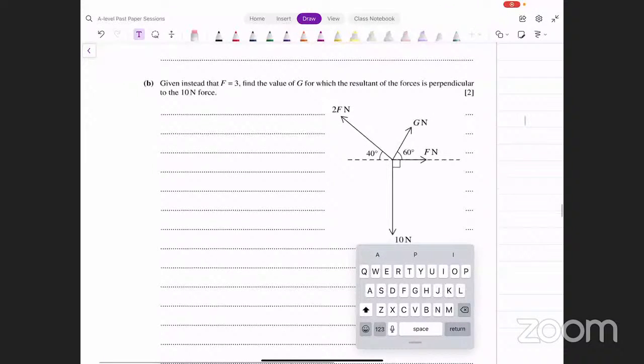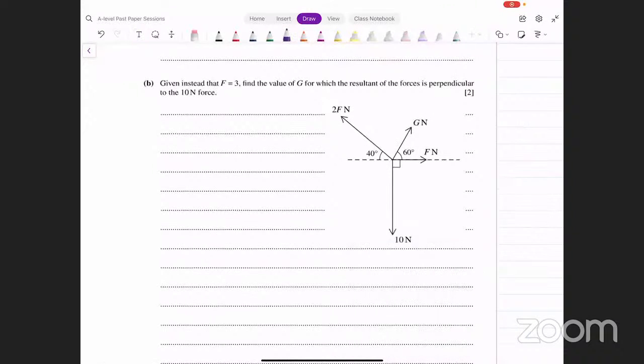अब उसने क्या कहा, f की वैल्यू उसने बता दी. उसने कहा f की वैल्यू 3 न्यूटन. ठीक है, और उसने बताया है the resultant is perpendicular to the 10 Newton force. अब perpendicular to 10 Newton force का क्या मतलब है? It's either in this direction towards the right or towards the left. ये दोनों डायरेक्शंस हो सकती हैं.